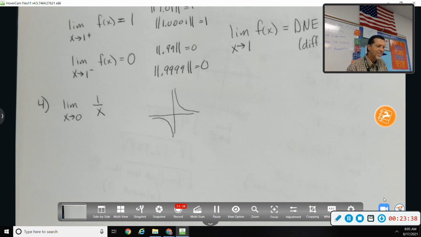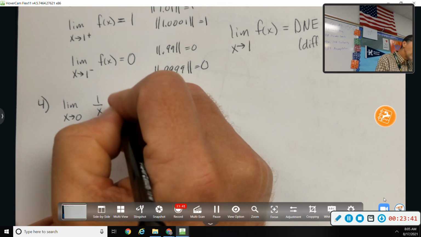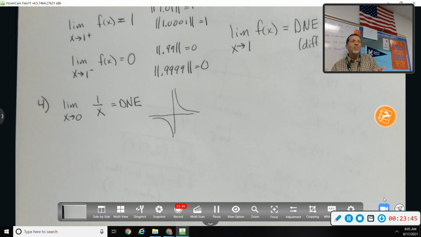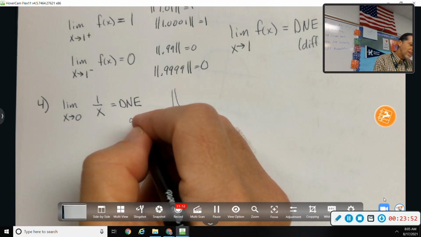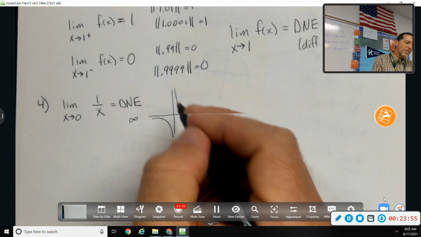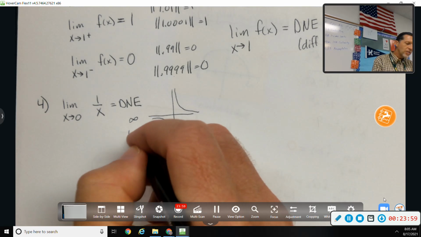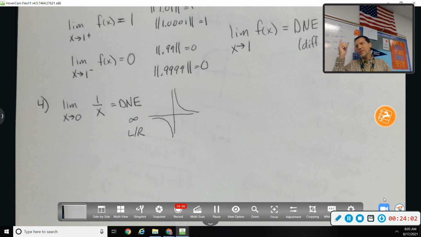Does not exist. Yes. Why not? There's actually two answers to why this one doesn't exist. One of them is it goes to infinity, so that would be okay. You could say that. It never goes to a point at any point. You could also say different left and right, because one's going to positive infinity, one's going to negative infinity. So either of those answers would be okay, because the left and right have different limits, but they're both infinity, so that one just blows up.